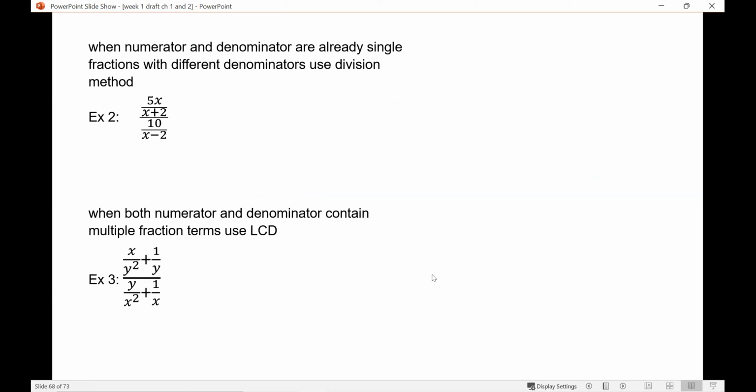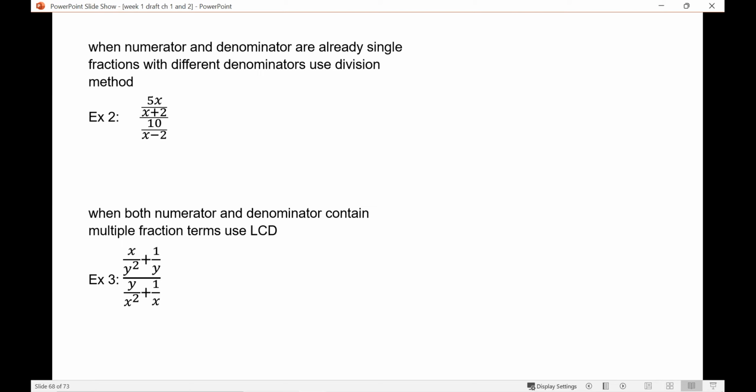Now I'm going to show you using 2 examples when you should use each technique. So first of all, if your numerator and your denominator are already single fractions, then it's a good idea to just go straight to the division method, because I won't have to do any fraction addition here. I can just go straight to 5x over x plus 2 divided by 10 over x minus 2. Okay, so that's when it's easy to use the division method.